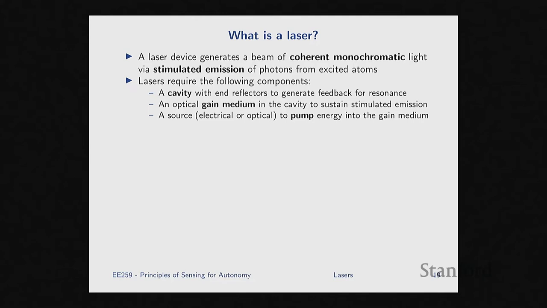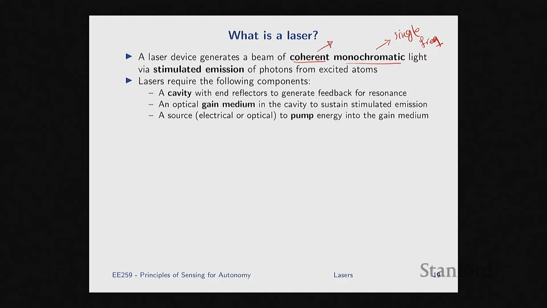Okay, so what is a laser? A laser is a device that generates a beam of coherent monochromatic light. And what does that mean? Monochromatic means single frequency. So that means pretty much all of the energy is contained within a narrow frequency band, if you look at the power spectrum of the light that's coming out of the device.